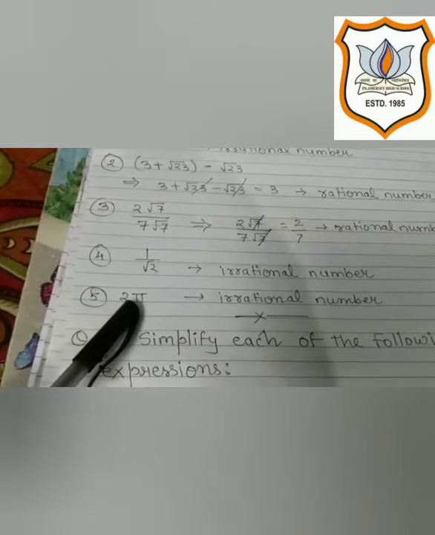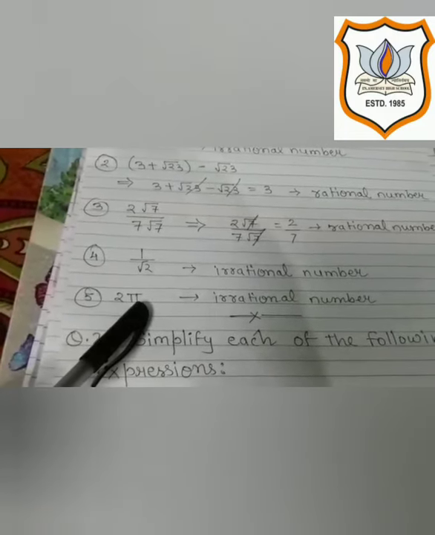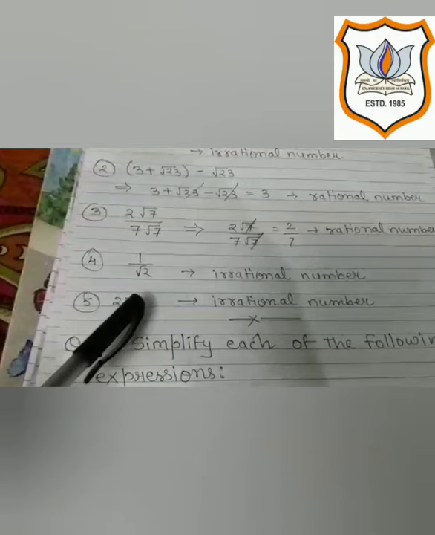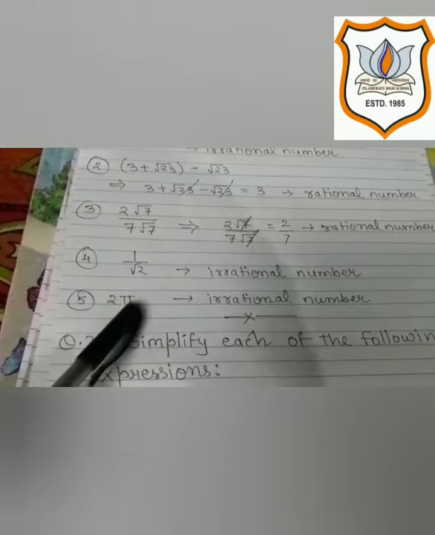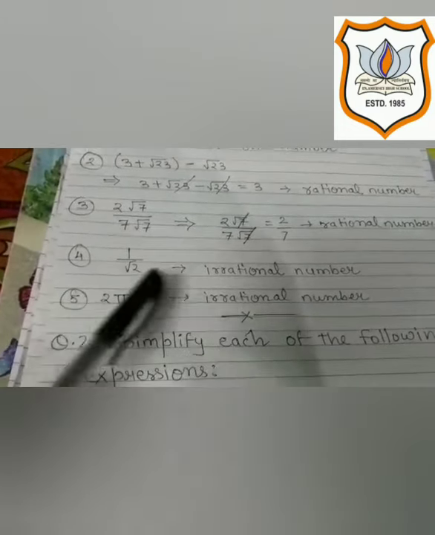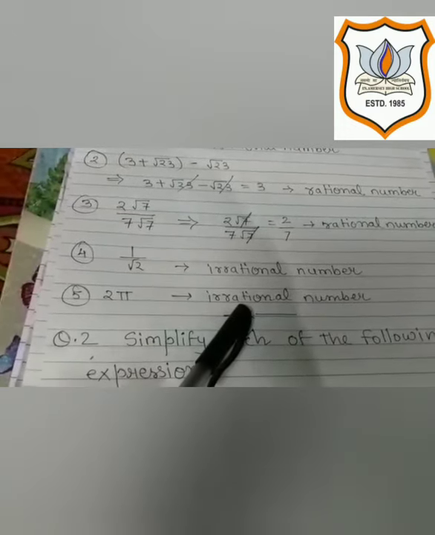The last one is 2 pi. We know that pi is an irrational number, and multiplying any number to an irrational number, we get only an irrational number. Hence, the final answer will be an irrational number.